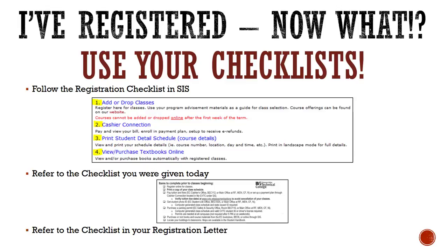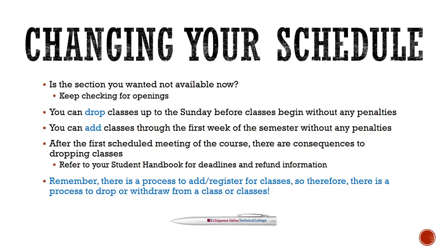We would like everyone to print their student detailed schedule before leaving today, which is number 3 on the SIS checklist. This schedule will tell you the date, times, and location of your classes. It is also the schedule you can use to get your student ID card. The fourth option on the checklist in SIS is to see what textbooks are required for your classes. Please contact the CVTC bookstore regarding questions on availability.